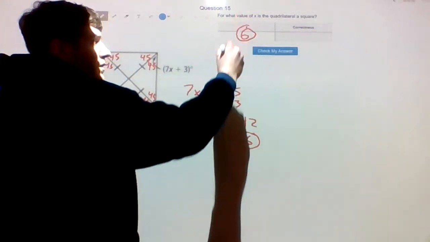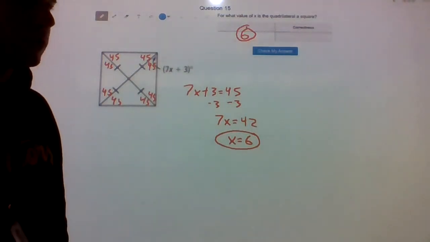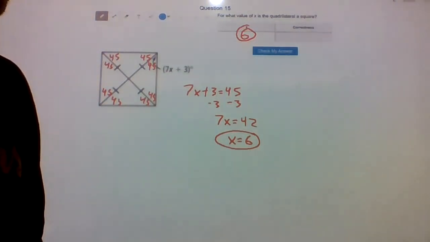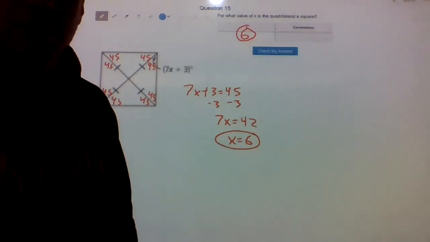Okay, and that's the review. I think this review is much more difficult than what actually is on the test. But if you can do everything on here, you should be able to fly through and ace the test.